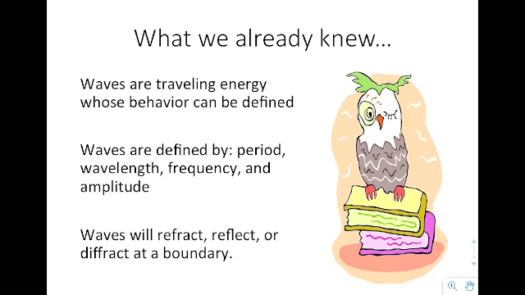We already know that waves are traveling energy whose behavior can be defined. Now, we've defined waves in terms of period, wavelength, amplitude, frequency, and we know that waves will reflect, refract, and diffract at a boundary. So those are things we know.